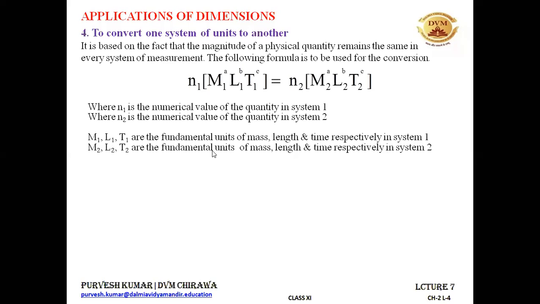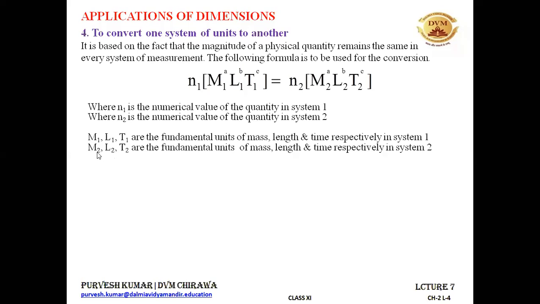Say for example, if system 1 is the SI system. So M1 is what? 1 kg. The fundamental unit of mass in the SI system is 1 kg. Similarly, L1 is 1 meter because the fundamental unit of length in the SI system is 1 meter. T1 must be equal to 1 second because for the SI system the fundamental unit of time is 1 second.